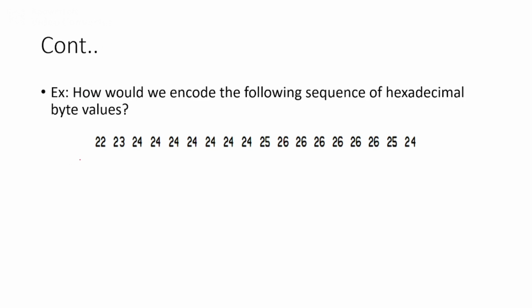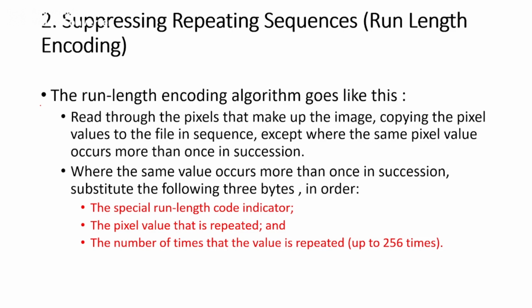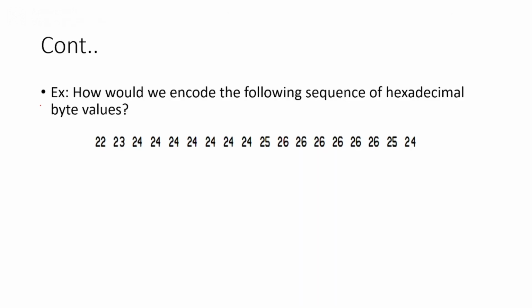Now you can see the different values over here, which we can assume are the pixel values of a particular image. Now, how can we encode this using the run length encoding technique? As I told you, if a value is repeating, we need to use three special substitutes: the run length code indicator, the pixel value, and the number of times that value is repeated.